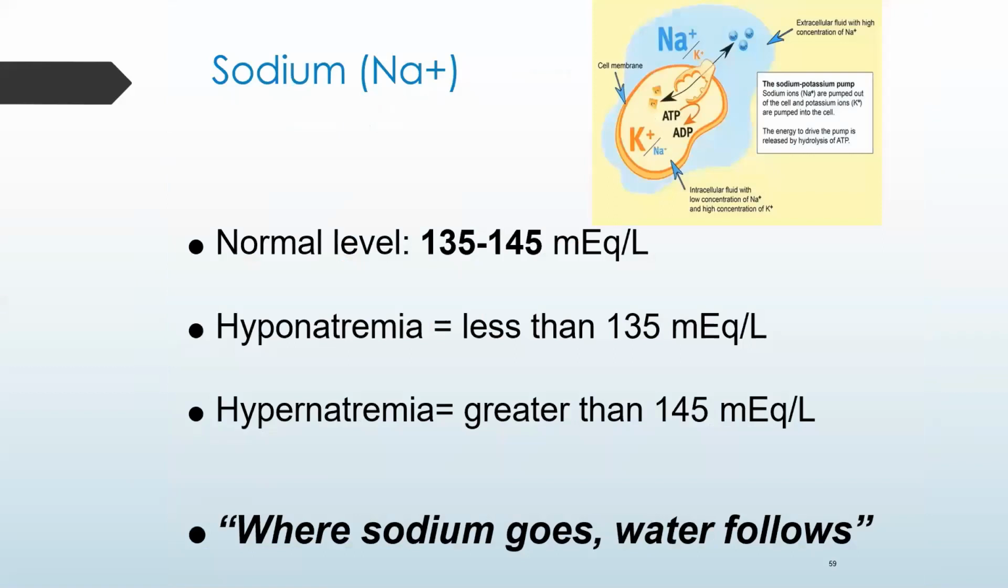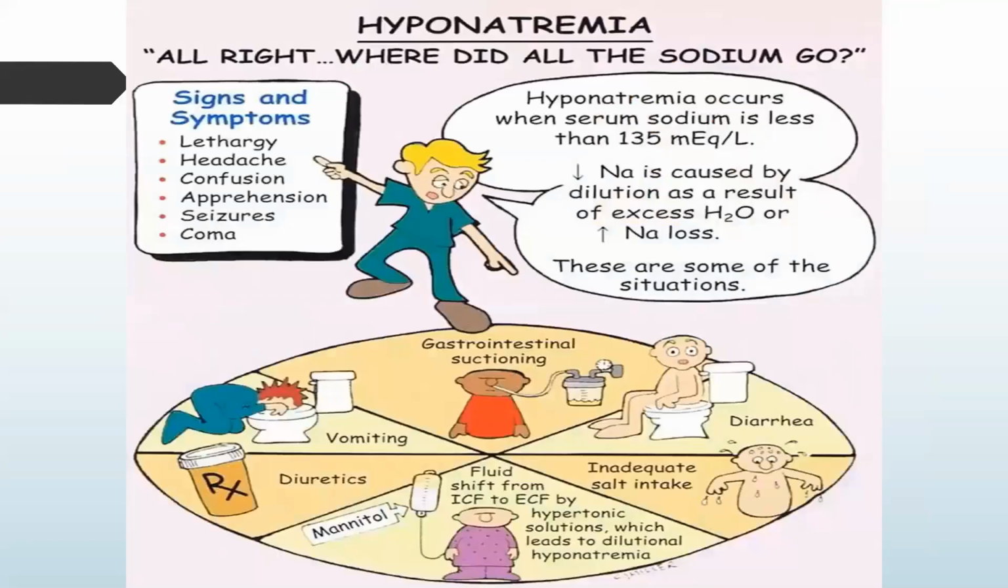Sodium is the main cation of extracellular fluid. Normal sodium levels are 135 to 145. Hyponatremia is when the sodium level drops below 135, and hypernatremia is a sodium level greater than 145.